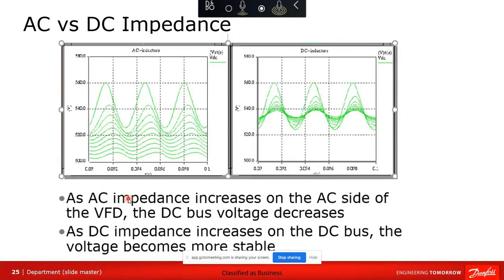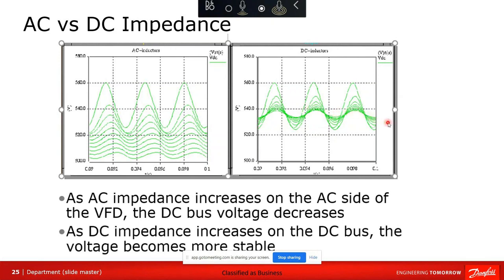Here's the electrical physics difference, if you will. The takeaway on this chart says: as AC impedance increases on the AC side of the line... what does that mean? As the AC impedance is added before the drive, meaning the external AC input line reactor, my DC bus voltage becomes less stable. That's the chart on the left with the squiggly lines. But as DC impedance increases on the DC side of the drive, meaning after rectification and before the DC bus, my DC bus voltage actually becomes more stable.